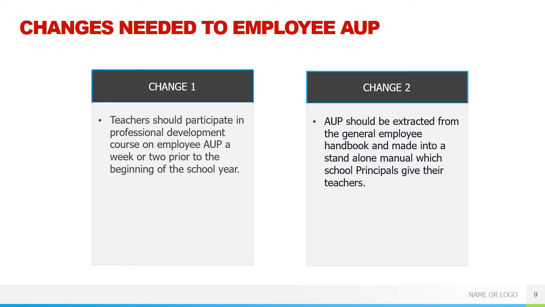And another change I would make is to extract the AUP from the employee handbook and just make a copy of it. I mean, you don't have to pull out the pages, but just make copies of those two pages and make it into a manual that will be given to teachers. And principals can do this. I think if teachers have like 2 sheets of paper that they can pin onto their wall for reference, I think that would also be beneficial.